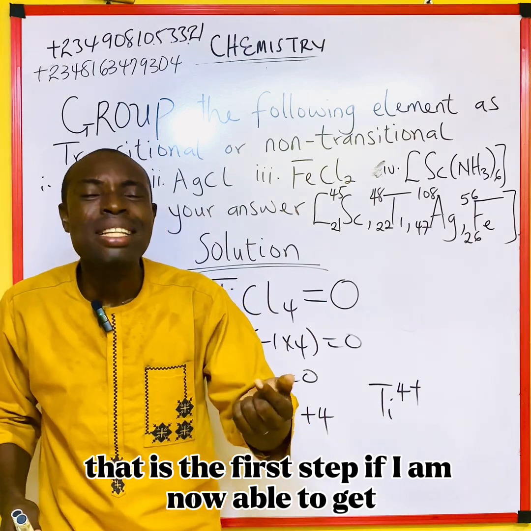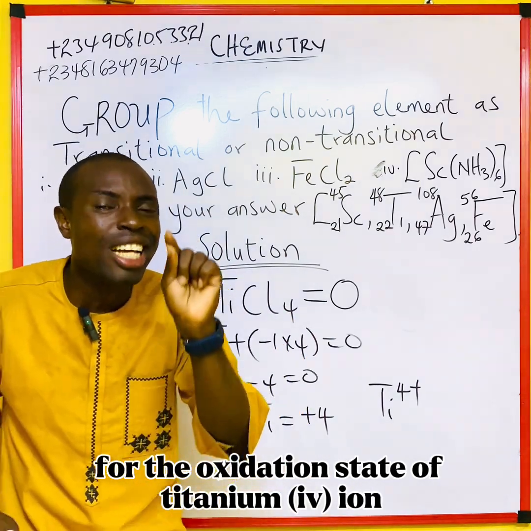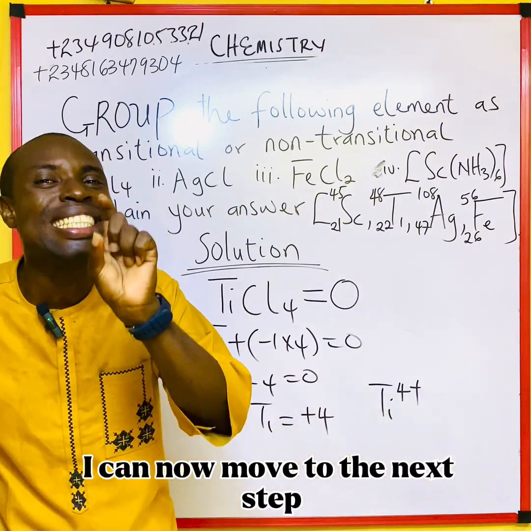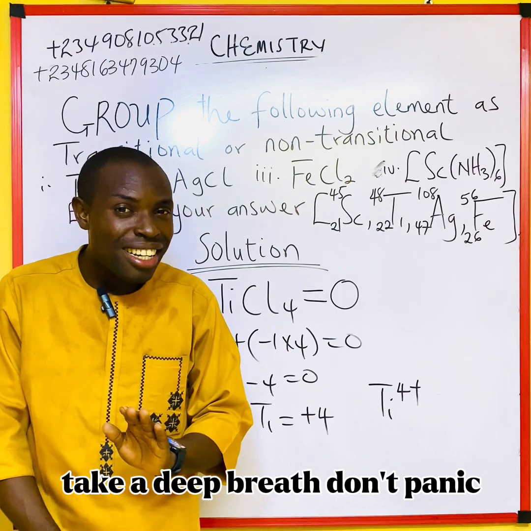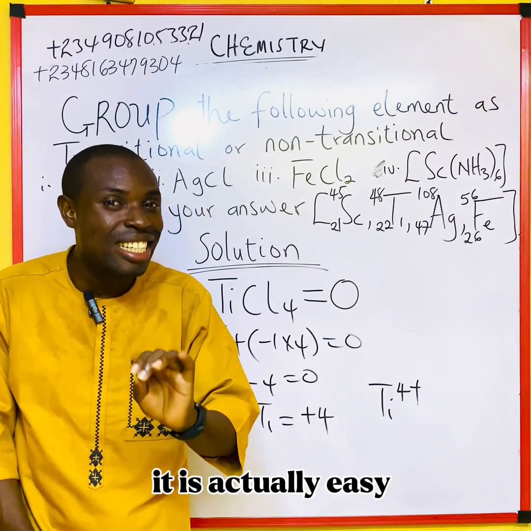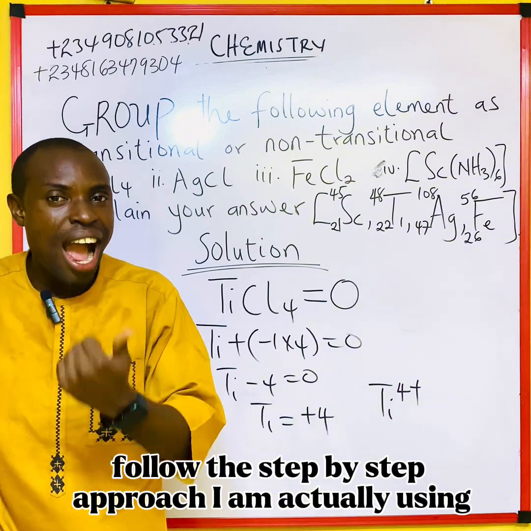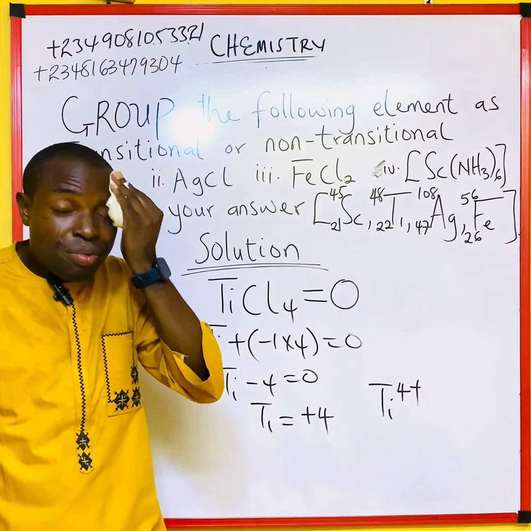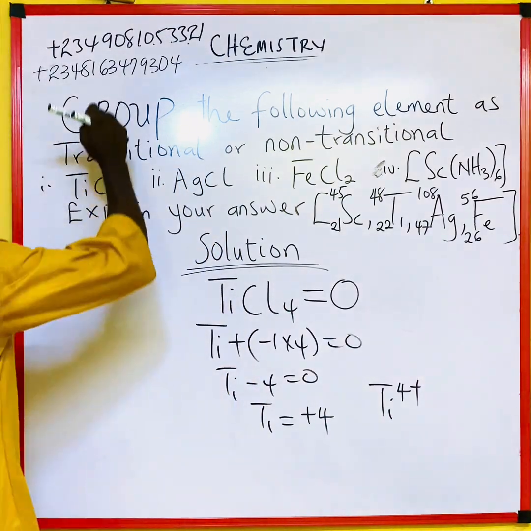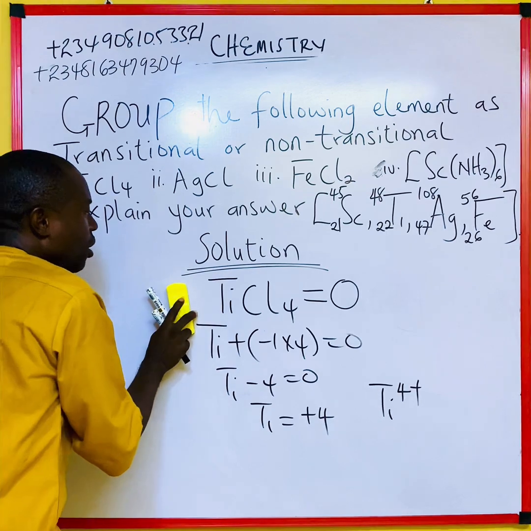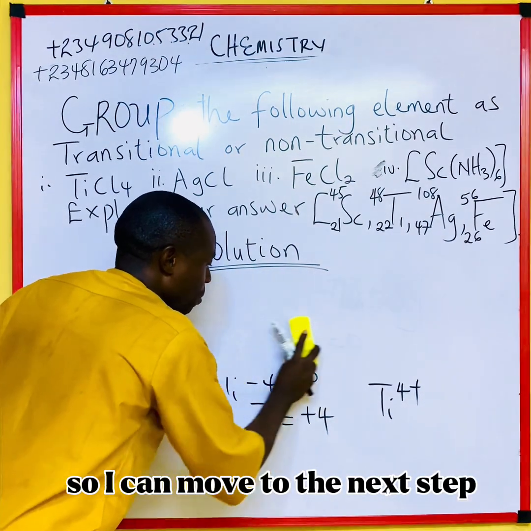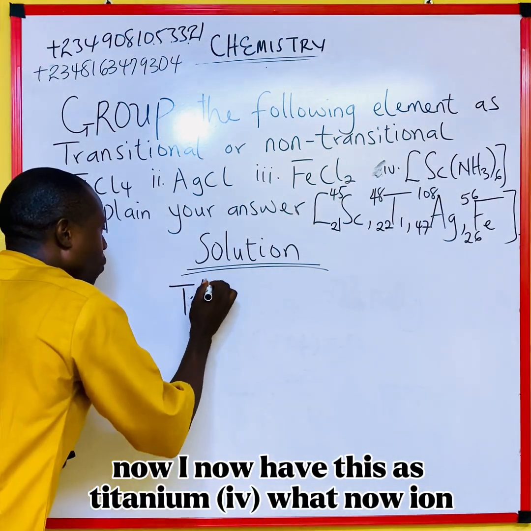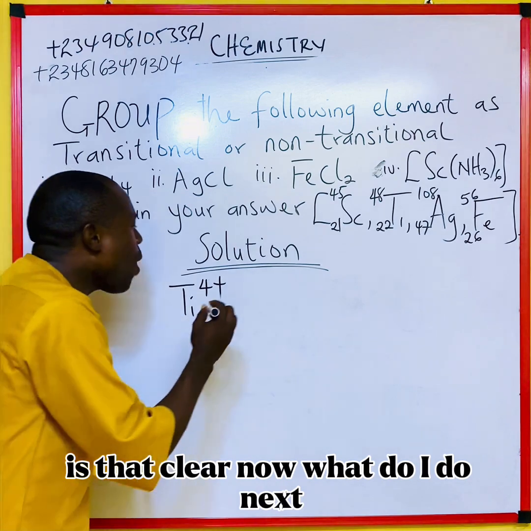Now that I have the oxidation state of the titanium 4 ion, I can move to the next step. Take a deep breath. Don't panic. It is actually easy. Follow the step-by-step approach I am using. Is that clear? So let us continue. I will erase the board so I can move to the next step. Now I have this as the titanium 4 ion. Is that clear?